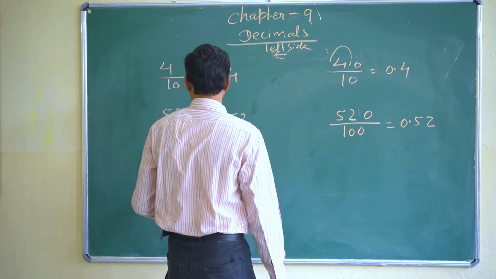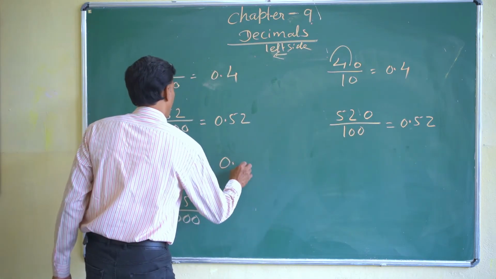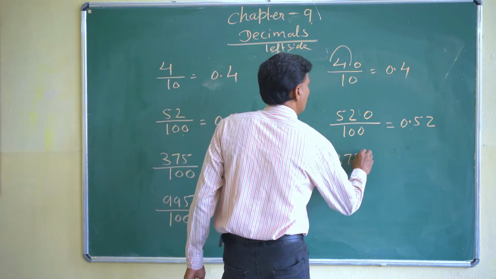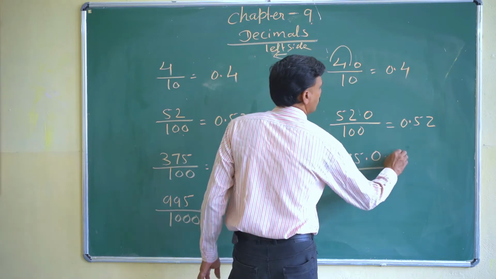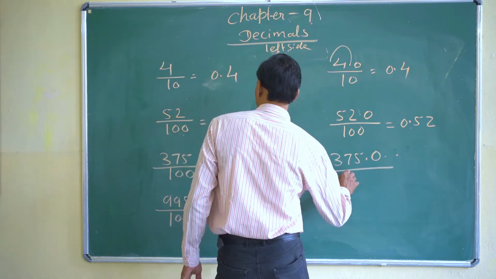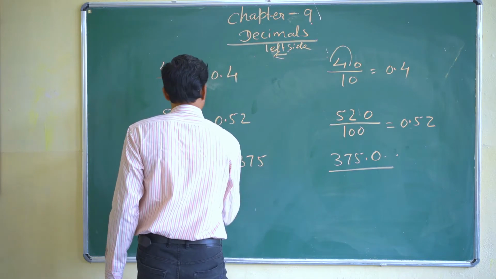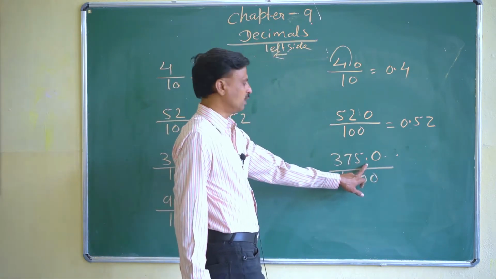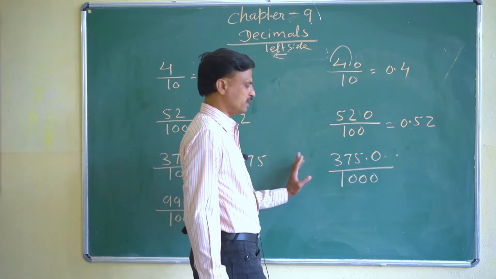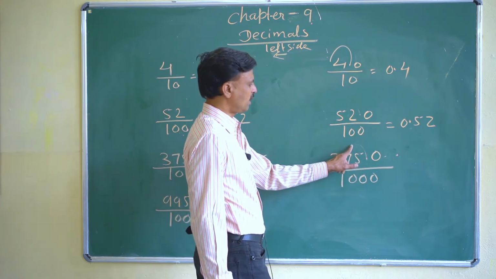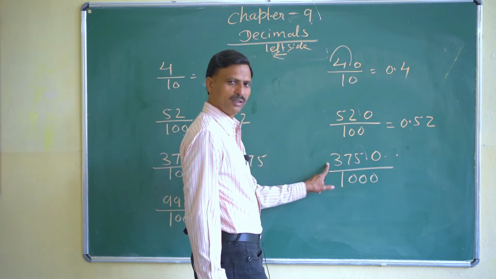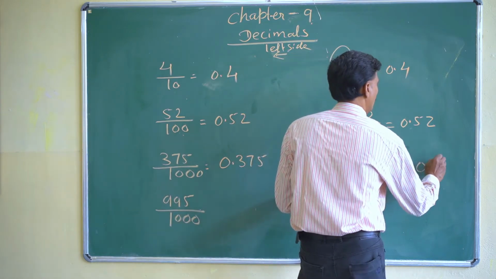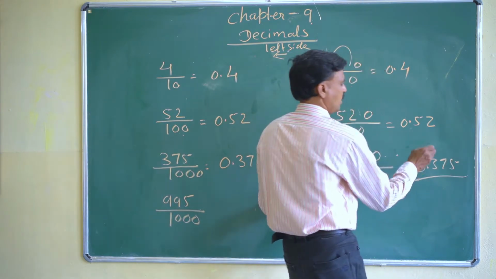Then 375, what will its value be? 0.375. Why? Because 375 means 375.00, and it is divided by, suppose, 1000. So the decimal will move toward the left side. How many digits? 3 digits. First digit, then second digit, and this is the third digit. So the decimal will be in front of 375. So the answer will be 0.375, right?